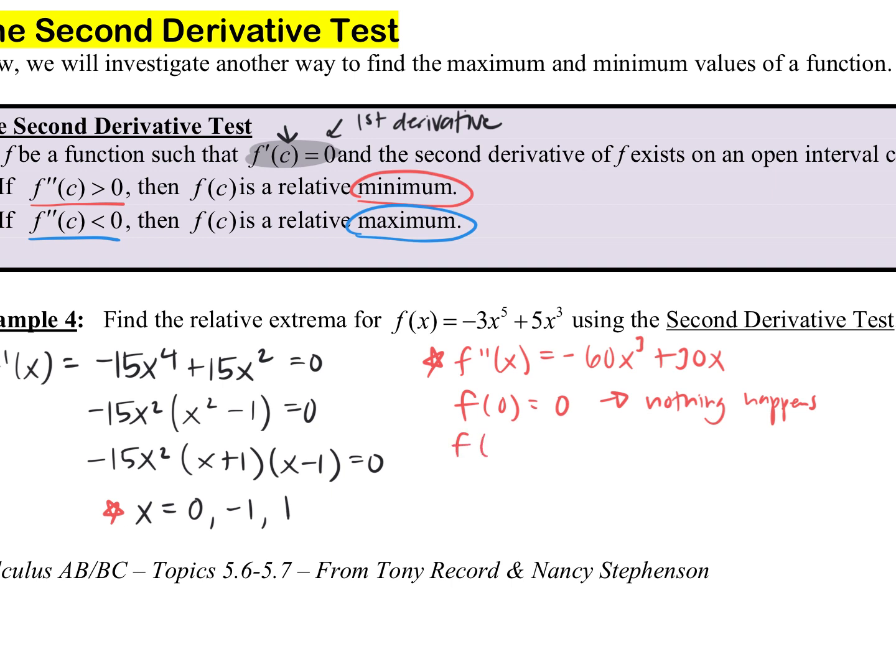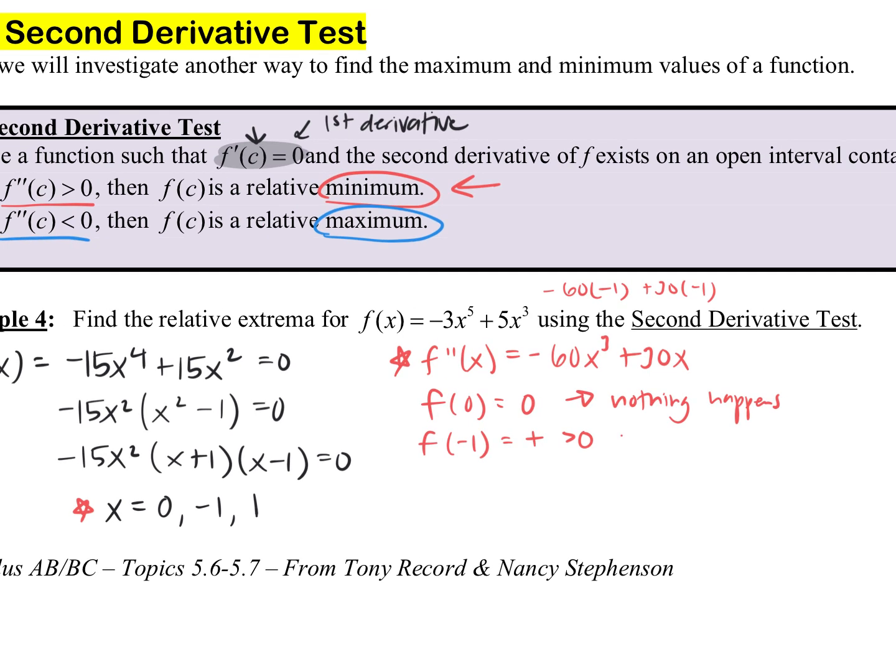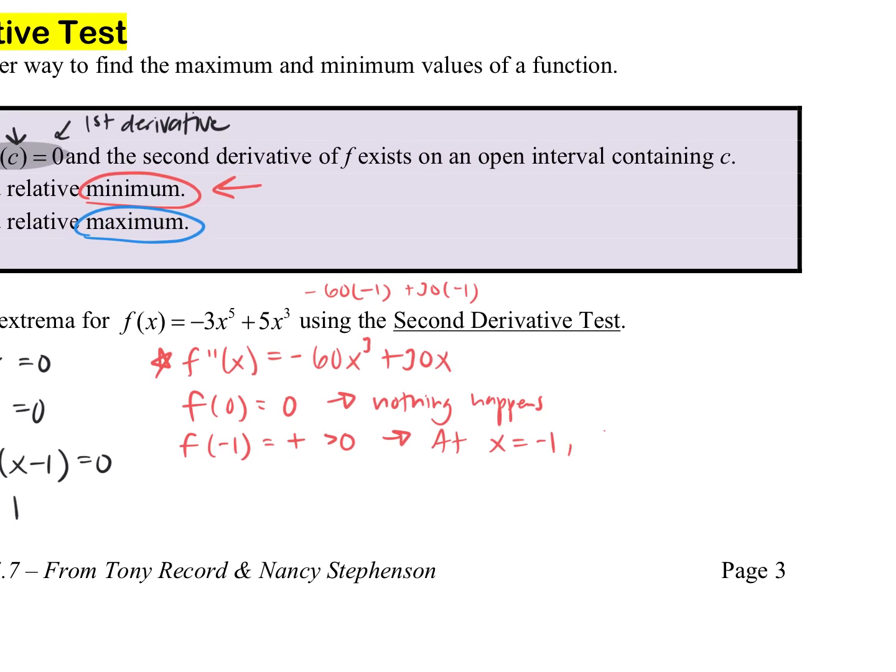Okay, let's plug in negative 1. Plugging negative 1 into my second derivative, I would get negative 60 times negative 1 plus 30 times negative 1. Is that going to give me a positive or a negative? Positive, so it's greater than 0. Specifically, I think it was 30. If it's greater than 0, looking back up here, we have a relative minimum. So at x equals negative 1, f of x has a relative minimum.